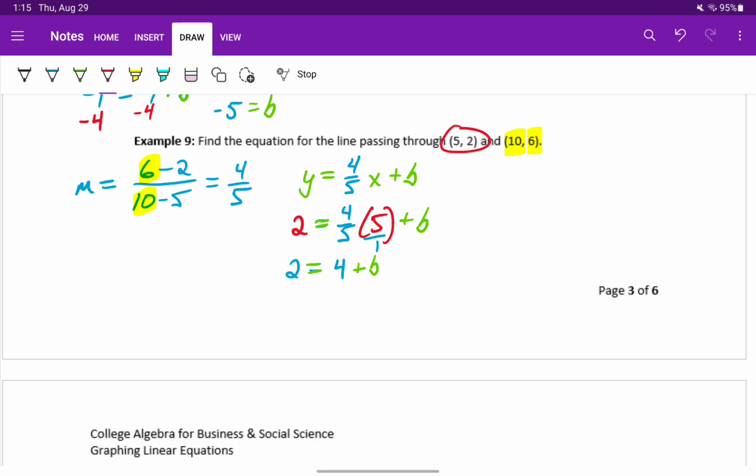And then subtracting 4 from both sides will leave us with negative 2. So our linear equation in this case is y equals the slope of 4/5 times x minus the b value we found, which is negative 2.